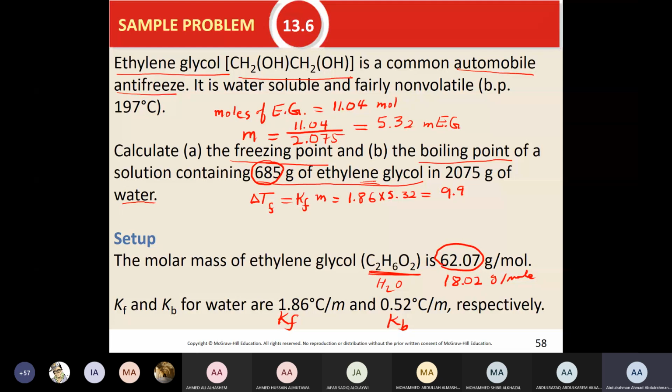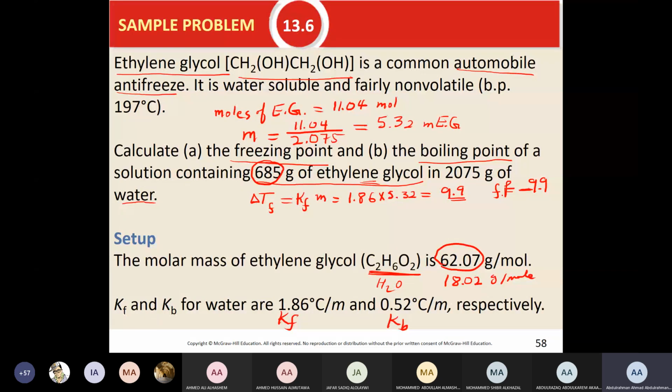Okay, 9.9. And now this is the number we got. Now, what's the freezing point of this solution? It will be minus 9.9. Is this clear? When I calculate it, I have 9.9, and then I have to subtract it, this is the difference from 0. And so the freezing point will be minus 9.9.